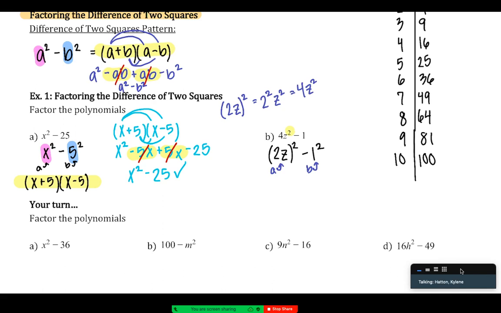So as soon as you know what a and b are, then you can plug them into this (a + b)(a − b) pattern. So a plus b would be 2z plus 1, and a minus b would be 2z minus 1. So (2z + 1)(2z − 1).